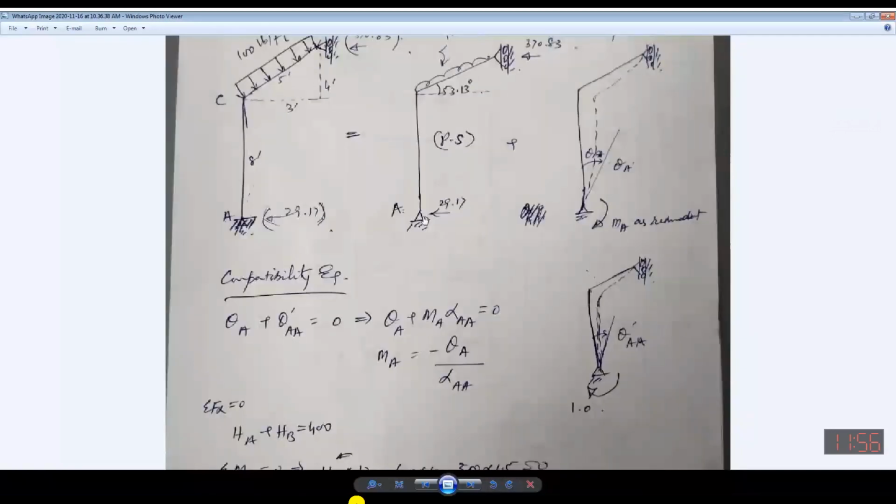Similarly, if I have considered this moment as redundant, then rotation will also be there. So corresponding to this, theta A plus the rotation due to this redundant, the summation of this and this, its effect will be 0. And if I simplify this, then MA will be equal to minus theta A over alpha AA. Is it okay?